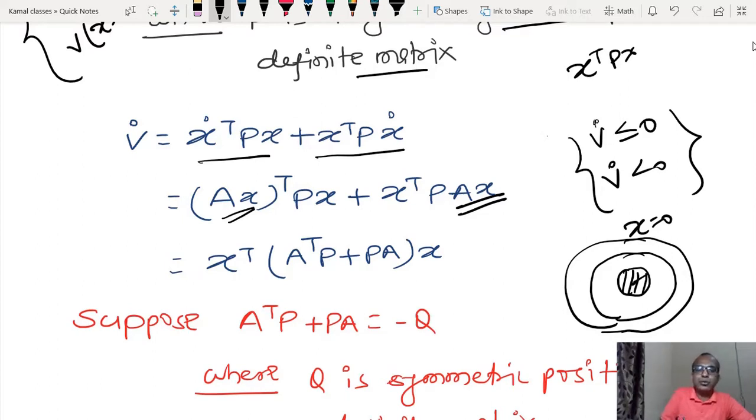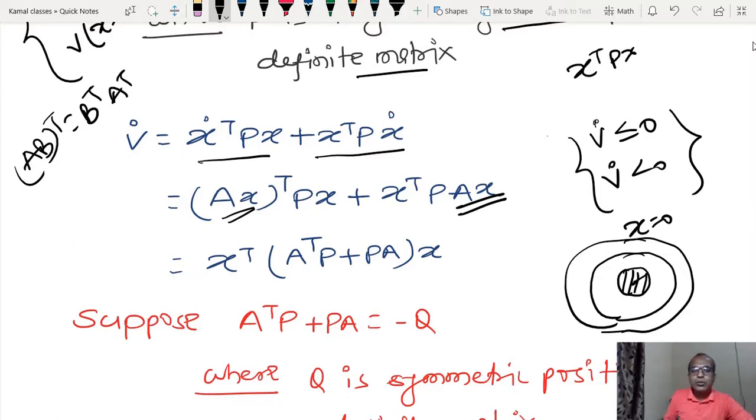After that, we know that if I have (AB) transpose, then that is B transpose A transpose. Due to that reason I have X transpose A transpose P, and after that PA into X. Now I have to make sure that V dot is less than or equal to 0. If this condition holds, then I can talk about stability, and that is very fine for me, as I can talk about global asymptotic stability.